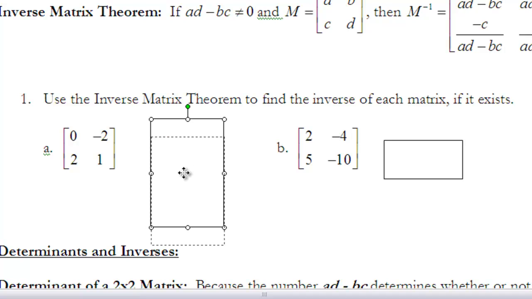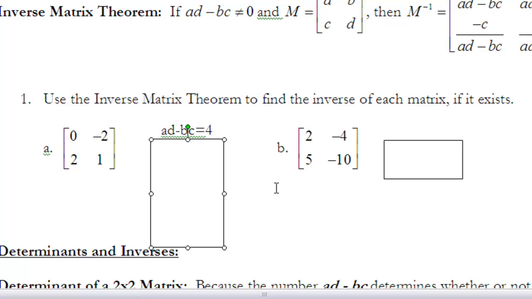Well, if I do that on this particular one, I find that AD minus BC is equal to 4. So I go 0 times 1 is 0, minus 2 times negative 2, which is negative 4. 0 minus a negative 4 would be a positive 4. So what that tells me is that that's my bottom number. So I'm going to have a fraction with 4 on the bottom.